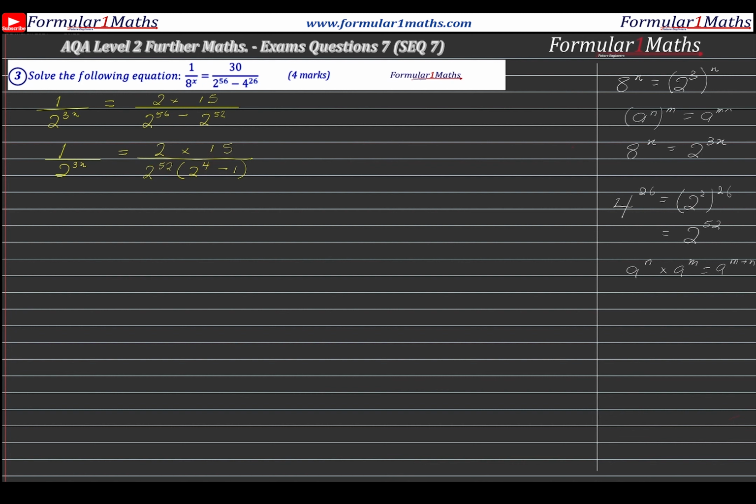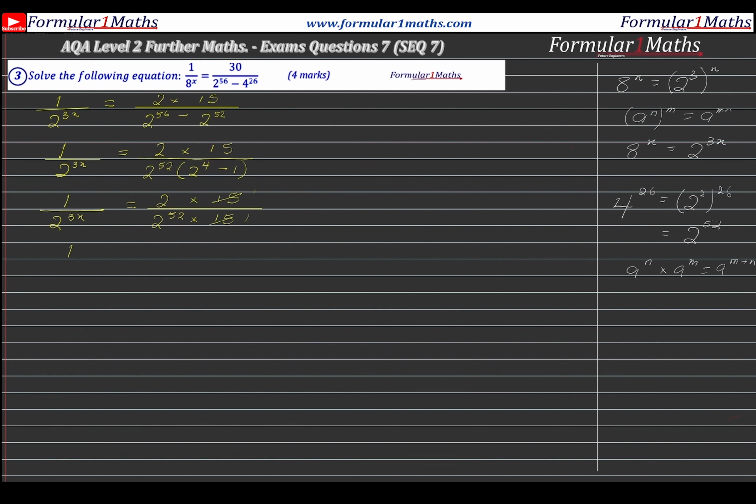Now, having done that, I can go ahead and do a further simplification by doing this. 1 over 2 to the power 3x is equal to 2 times 15 over 2 to the power 52 times 15, because 2 to the power 4 is 16 and 16 minus 1 is 15. So I can now simplify this fraction by cancelling down as follows. 15 goes to 1 and 15 goes to 1.